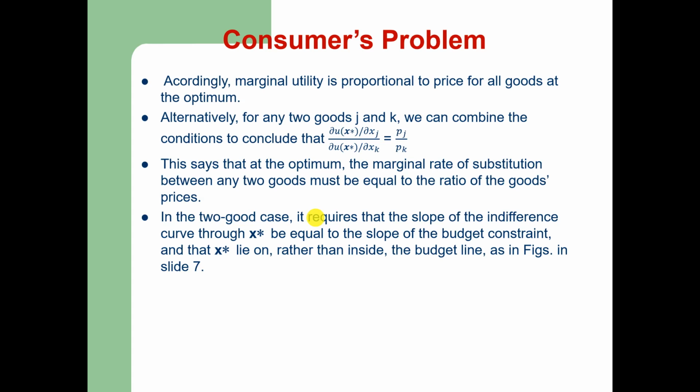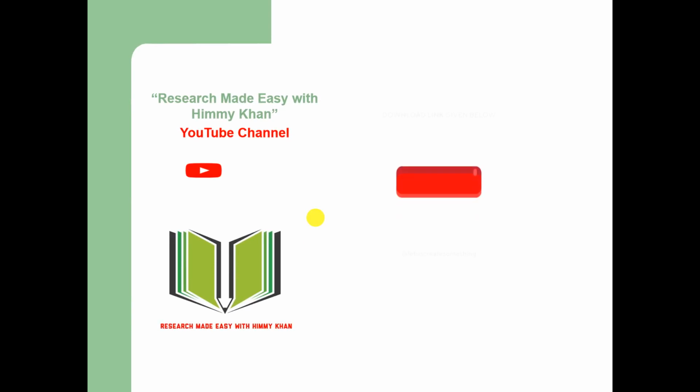And as we saw in the two goods case, it requires that the slope of the indifference curve through X star, the consumption bundle X star that is the solution to utility maximization, be equal to the slope of the budget constraint, and that X star lie on the budget line rather than inside the boundary of the budget line, as in the figures in the slides that we already saw. Ladies and gentlemen, this is how we can deal with the consumer problem.